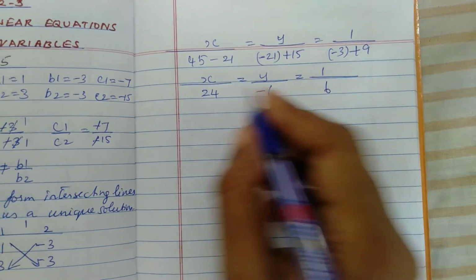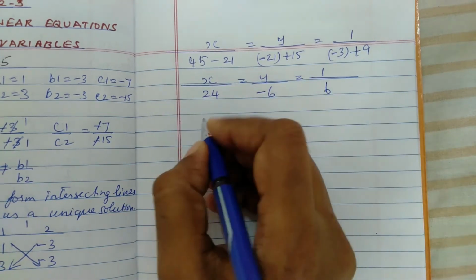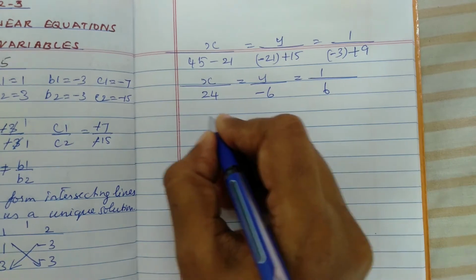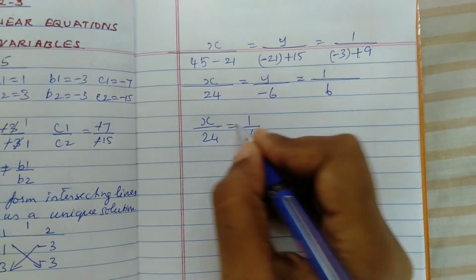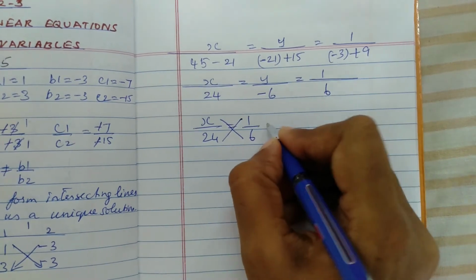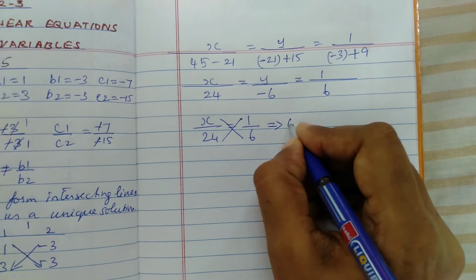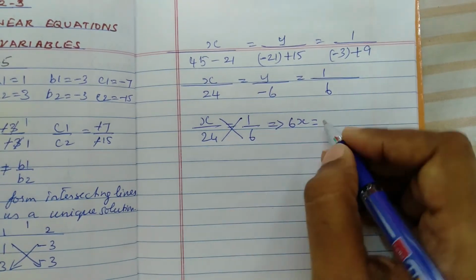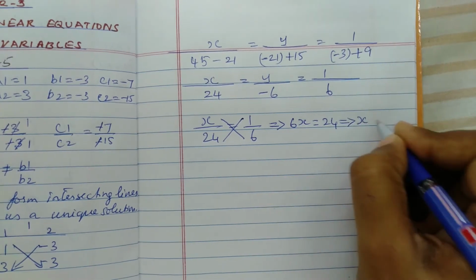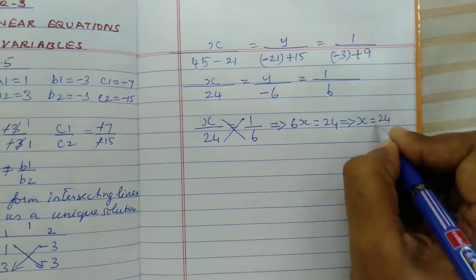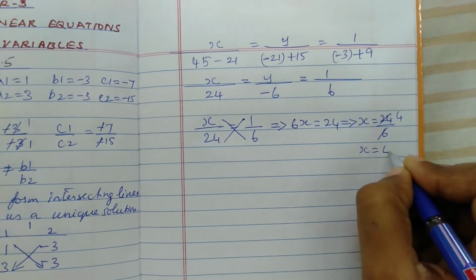Now we have to equate this expression with this and then this expression with this for finding the values. So x by 24 is equal to 1 by 6. Now let's cross multiply. This will give us x into 6 will be 6x, and then 24 into 1 is 24. So now this gives us x is equal to 24 divided by 6. This goes 4 times, so x is equal to 4.